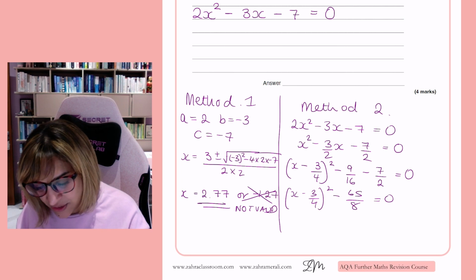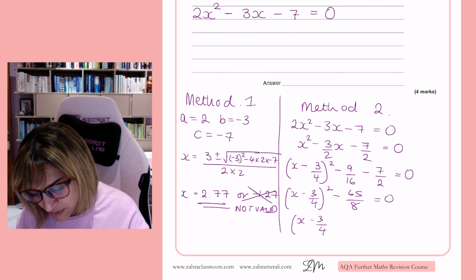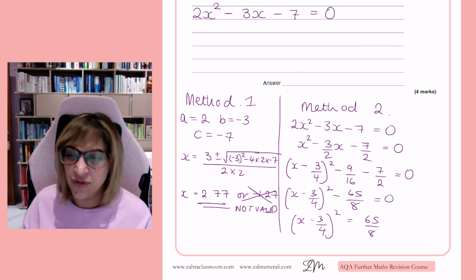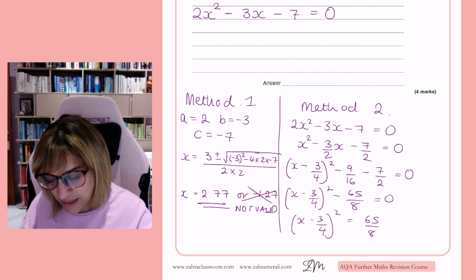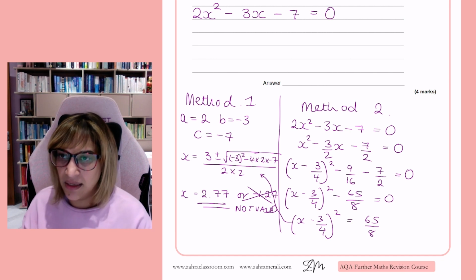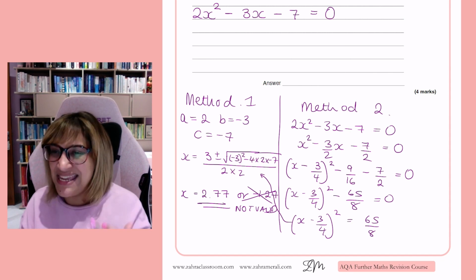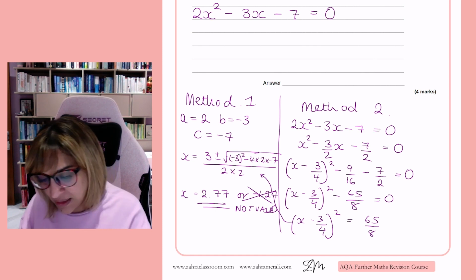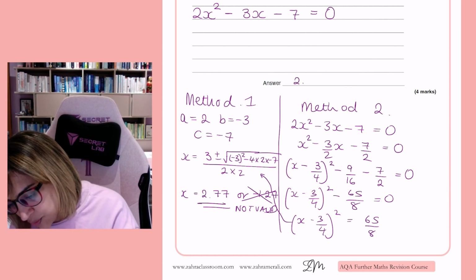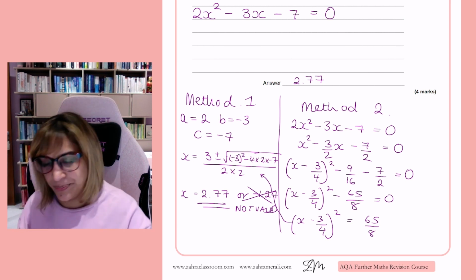And then we can rearrange that. So we get x minus 3/4 squared equals 65 over 8. Take the square roots, so you get plus and minus, and you end up with exactly that. So it doesn't matter which way you do it, you're going to show your working, even if you've just plugged it into your calculator, and your answer is 2.77.